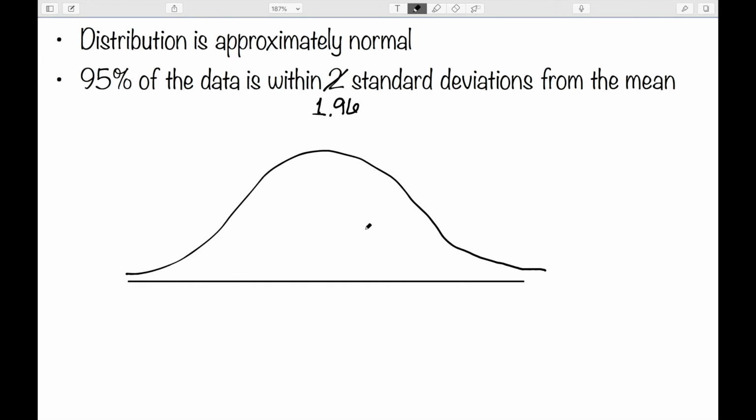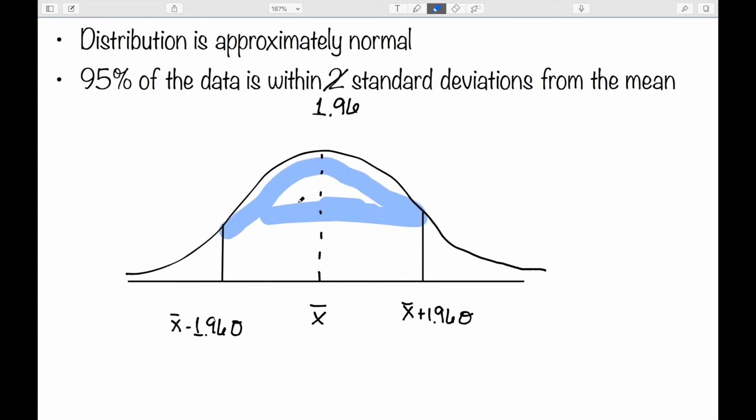So the idea of what we want to do, here I have a normal distribution, and what we know is our sample mean, and we're going to let that be at the center. We're then going to go 1.96 above, so this will be x bar plus 1.96 times the standard deviation, and then 1.96 below. So x bar minus 1.96 times the standard deviation. And then this range right here in between these two values holds 95% of the data.